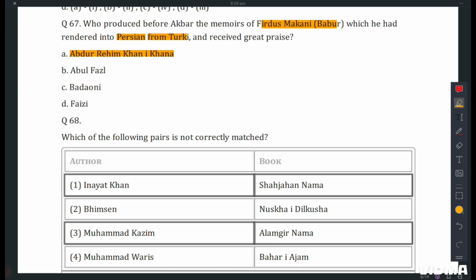Akbar assigned the task of translation of Wakai of Babur to Abdur Rahim Khan, who was son of Behram Khan. He was scholar of Turkish as well as Persian. He completed it in 1598 and named it as Waqiyat-e-Babari. Okay, and Abul Fazl describes about this in Akbar's book, which is Akbari.